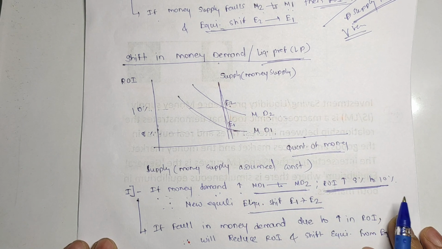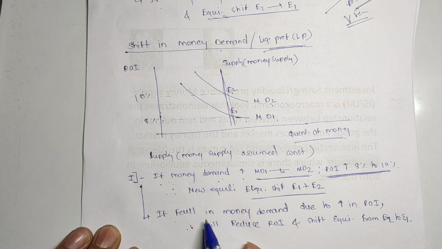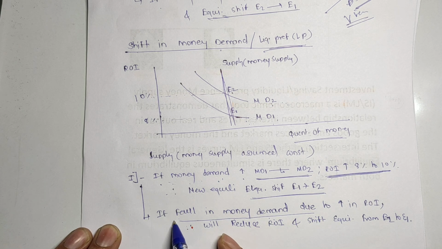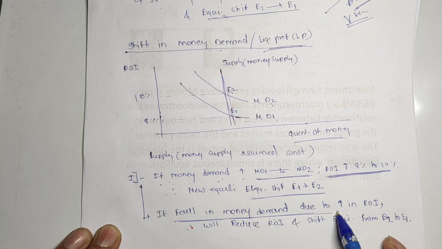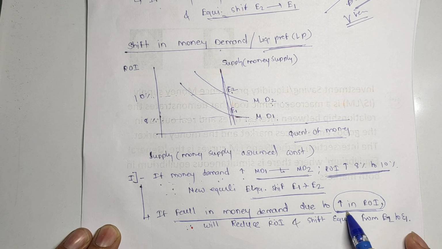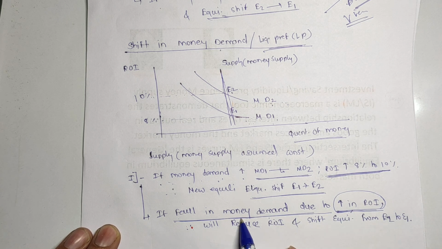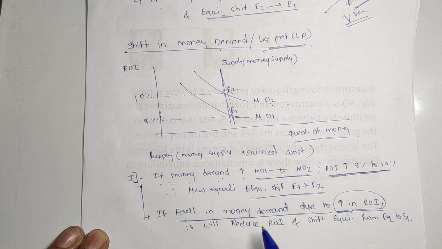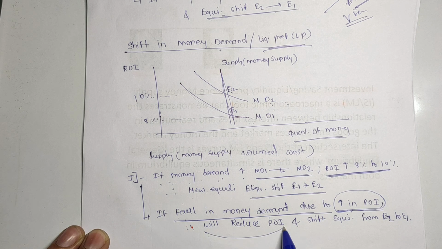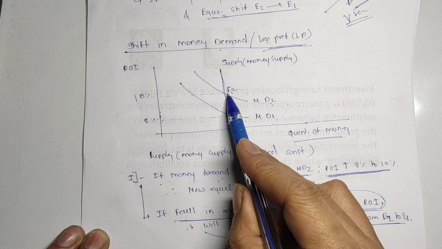The new equilibrium will shift from E1 to E2. Now similarly, if there is a fall in money demand, that is a decrease in money demand, due to which the rate of interest will be reduced, and the equilibrium shifts from E2 to E1.